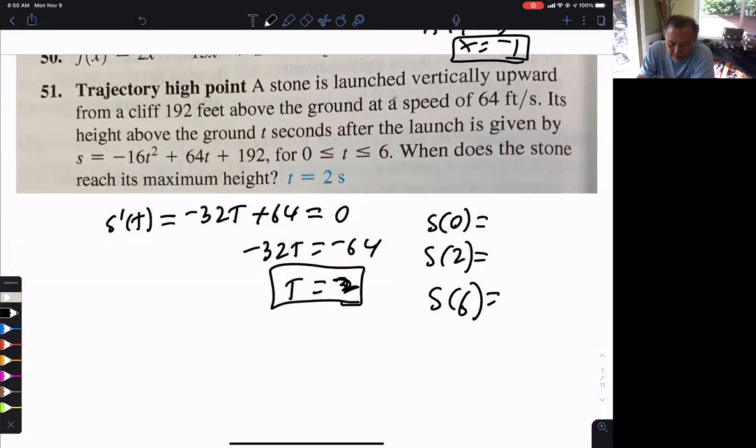I'll plug in 0. That's 64. Then you plug in 2. No, is it 64? I lied. 192. 192. I looked at the wrong formula. Okay, I didn't say 64. Okay, it's 192. Now you plug in 2.